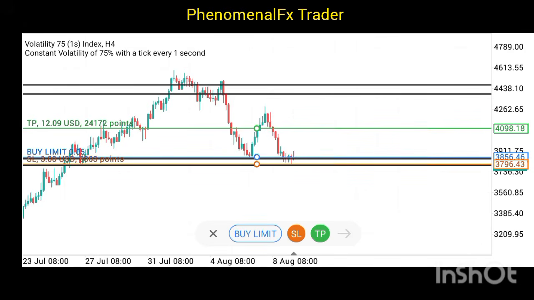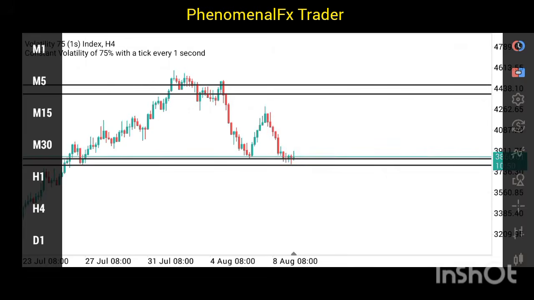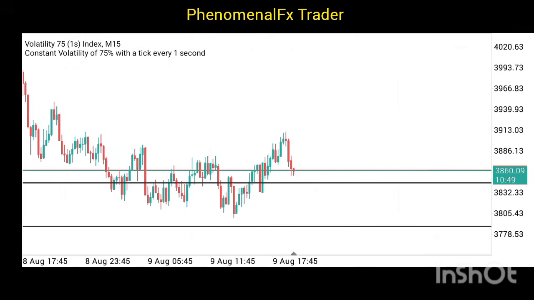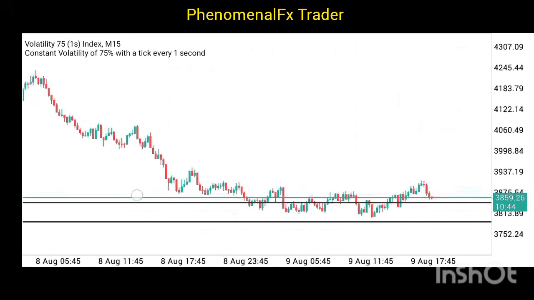You can open multiple positions, 5 positions, 10 positions, depending on your account size, and you make something reasonable. So it's as simple as that, guys. If you check out the market, we'll be buying from here based on what we see on this chart.